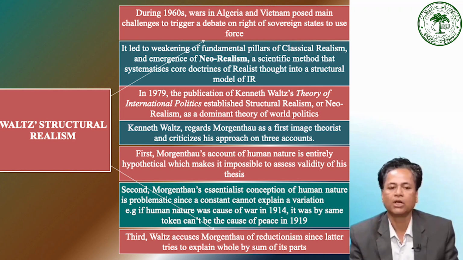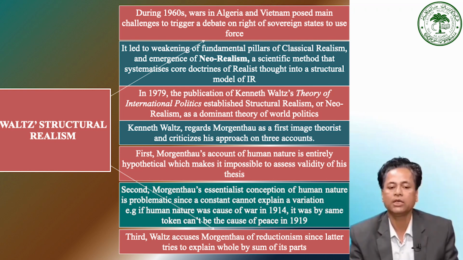The first was that Morgenthau's account of human nature is entirely hypothetical, since we can't empirically verify true human nature. There is nothing on the basis of which you can scientifically verify human nature. Sometimes you may be cooperative, sometimes you may be confrontational. Today your mood is fine, tomorrow your mood may not be fine. So there is no scientific basis on which you can study human nature, and that was the first criticism of Waltz against Morgenthau. This in turn makes it impossible to assess the validity of his thesis. When you cannot scientifically study human nature, and your theory is based on that, that again creates the problem of validity.